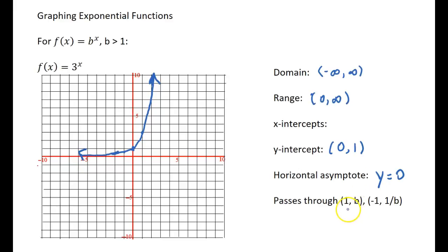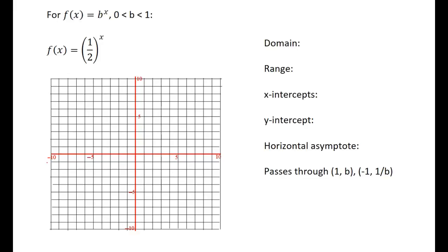It passes through 1 comma b, whatever the base is, and negative 1 comma 1 over b. Now remember, b is always positive, but it could be a number between 0 and 1. And when that happens, then the graph will reflect around the y-axis. So 1/2 to the negative 1 is 2, to the negative 2 is 4, to the negative 3 is 8, to the 0 is 1, to the 1 is 1/2, and so on. And so now this graph decreases as we go from left to right.